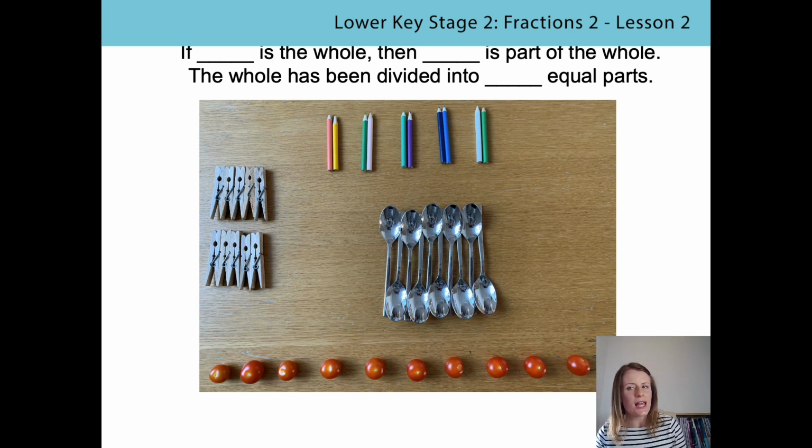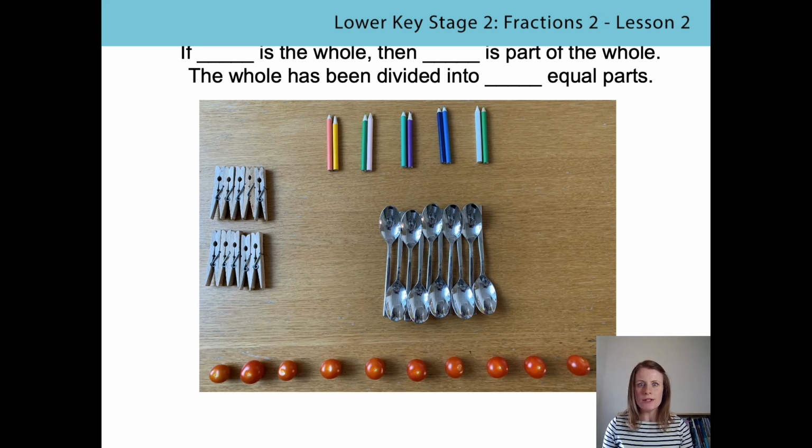Now I thought I'd finish there, but then when I had a really careful look and I put my pencils back together again, they gave me the idea for the teaspoons. Can you see my teaspoons? They're all together. So, if 10 teaspoons is the whole, then 10 is part of the whole. I've kept them all together, can you see? So, the whole has been divided into 1 equal part. One equal part is correct, as well as the whole being 10. They're both the same on this example.